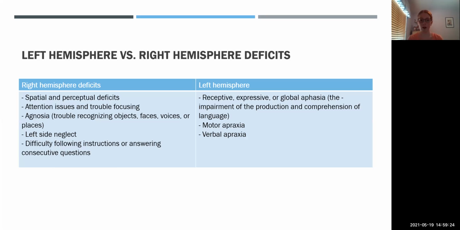Now I have listed some left hemisphere versus right hemisphere deficits, depending on what hemisphere the stroke occurs in. To list some right hemisphere deficits, it's spatial and perceptual deficits, attention and focusing issues, agnosia, which is trouble recognizing objects, faces, voices, or places, and so on. And then for left hemisphere, it is receptive, expressive or global aphasia, motor apraxia, and verbal apraxia.